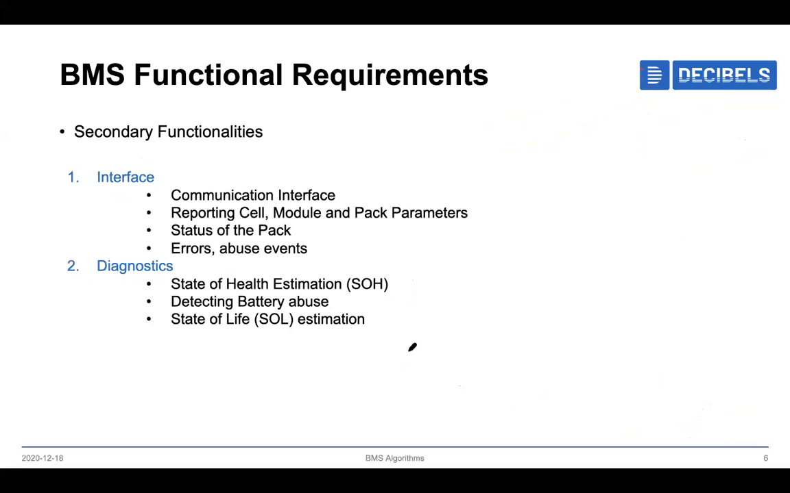Now looking at the secondary functionalities. The first is interface and diagnostics. Interface means there has to be some communication between the BMS, battery pack, the vehicle, and the person who is operating all those things. If there is no communication between these things, then we couldn't find out where there is a problem or where a defect is happening. So we can't do anything. We need to have proper communication between all these things.